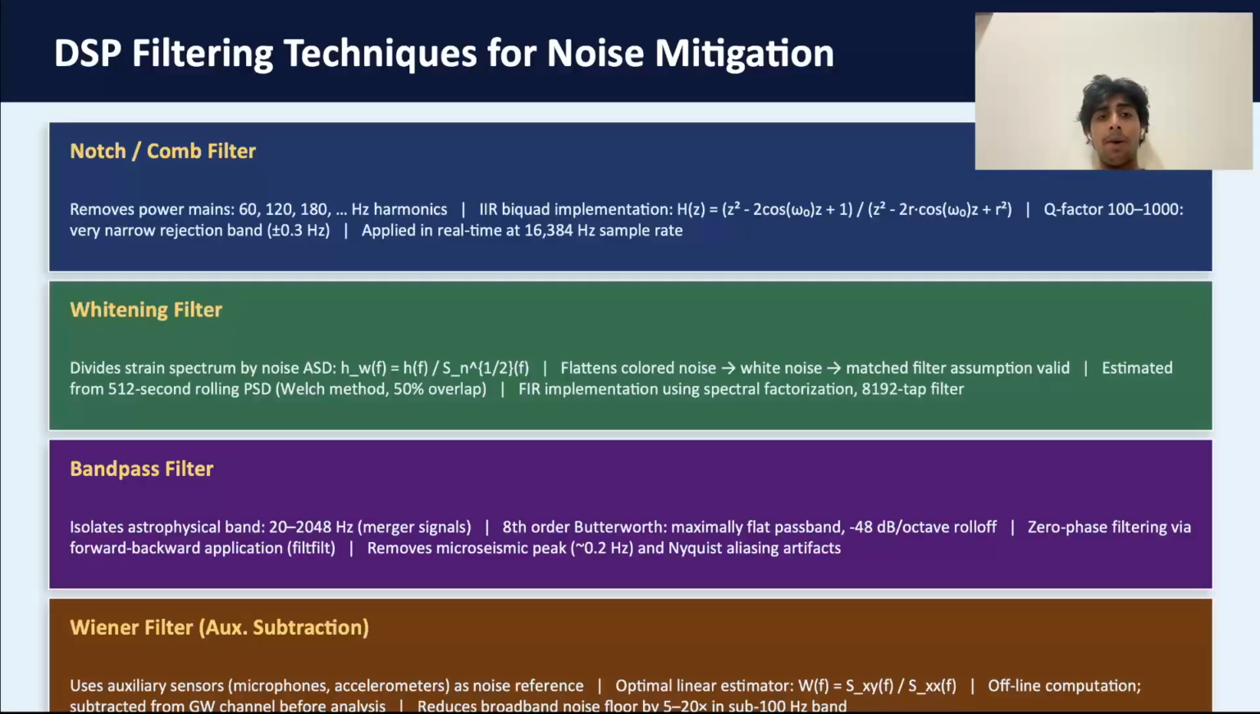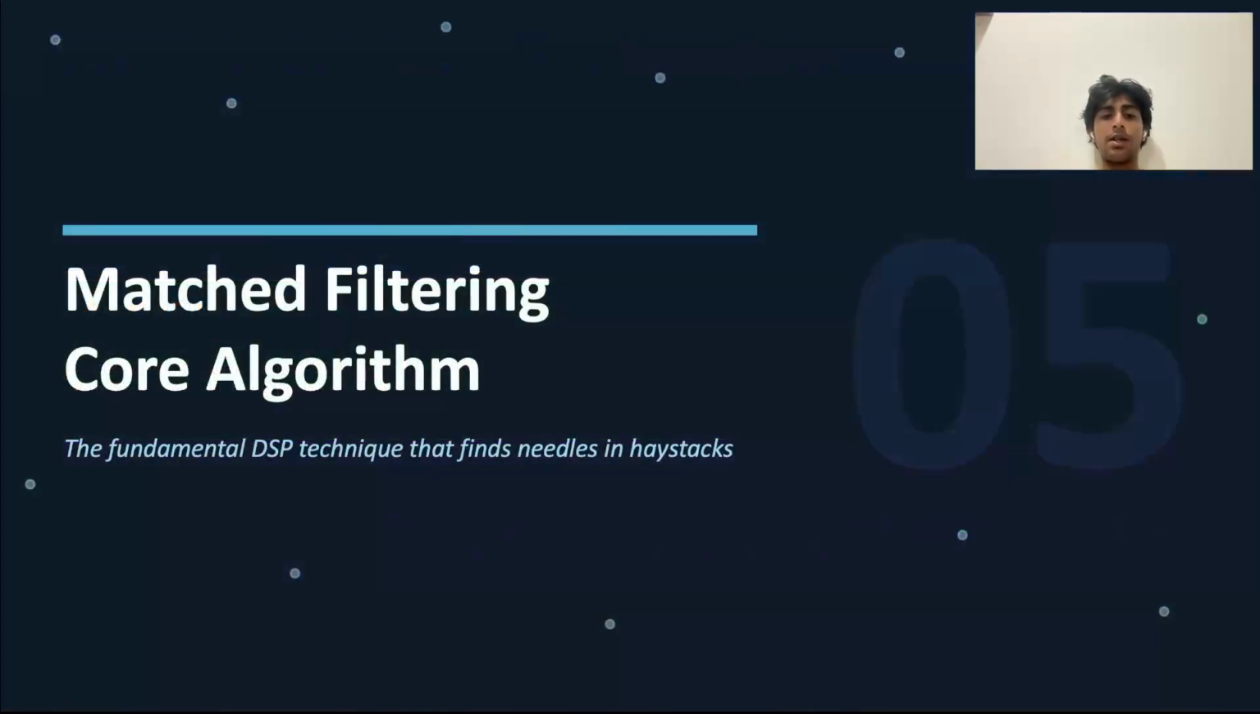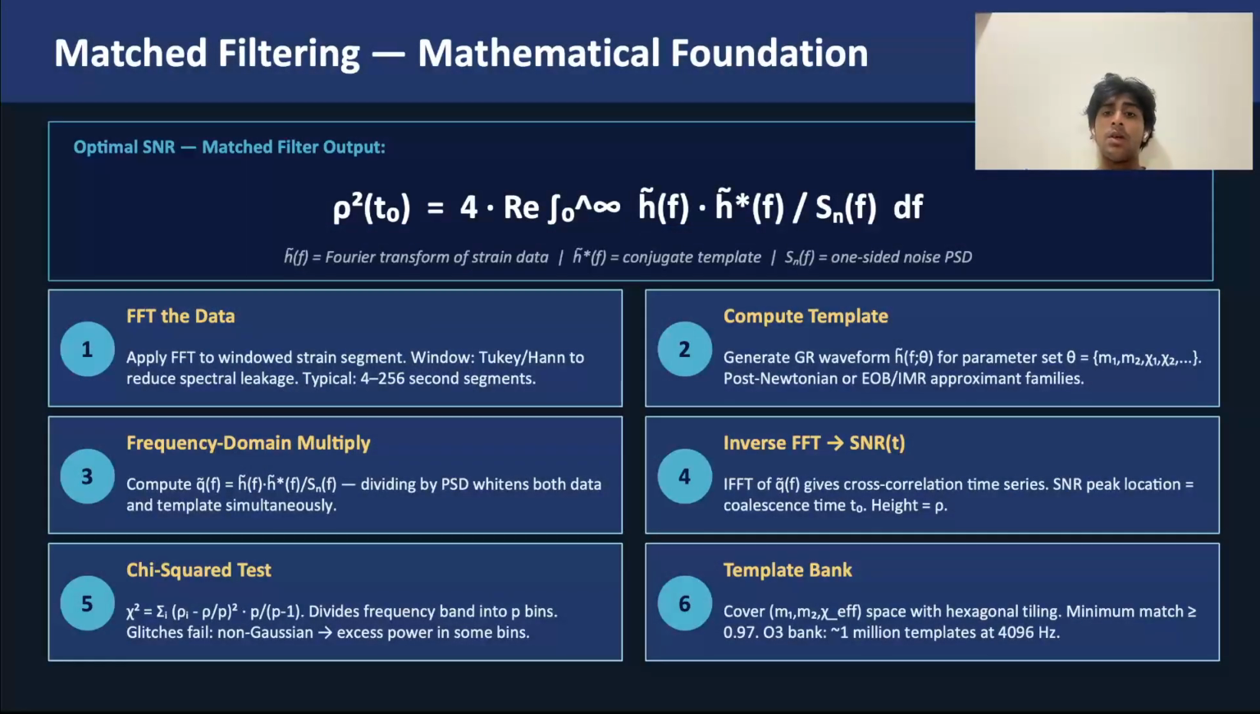Next comes the matched filtering aspect, which is basically the core algorithm of the entire thing. So matched filtering is the optimal linear detection technique known for a signal buried in Gaussian noise. Optimal isn't marketing. The Neyman-Pearson theorem proves it mathematically. Given any detection threshold, matched filtering maximizes the probability of detecting a real signal while minimizing the probability of a false alarm. Nothing does better, which is proved as well.